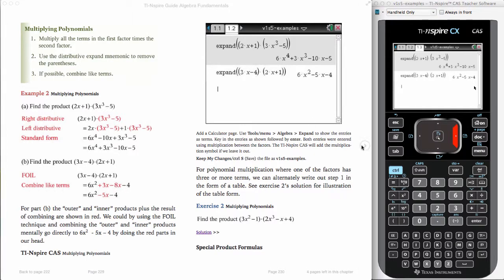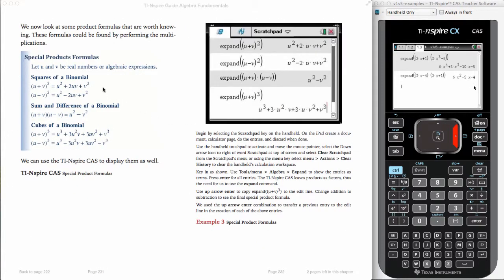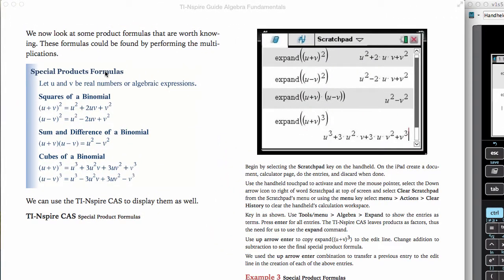Turning to the next page, we see we have the special products formula. So the squares of a binomial with a plus or a minus, we square the first term, we double the 2, and we square the last. With the minus sign, the same thing except that we have a negative in the middle.